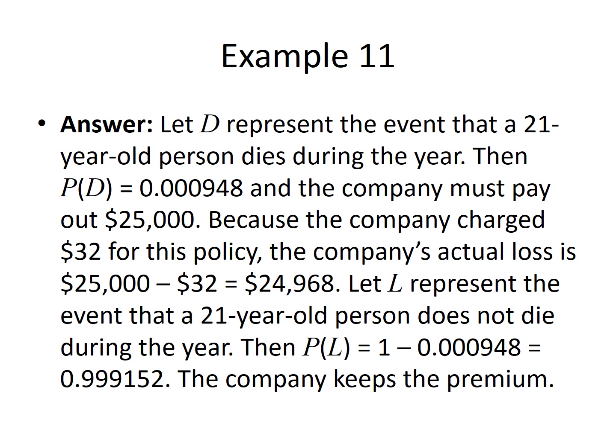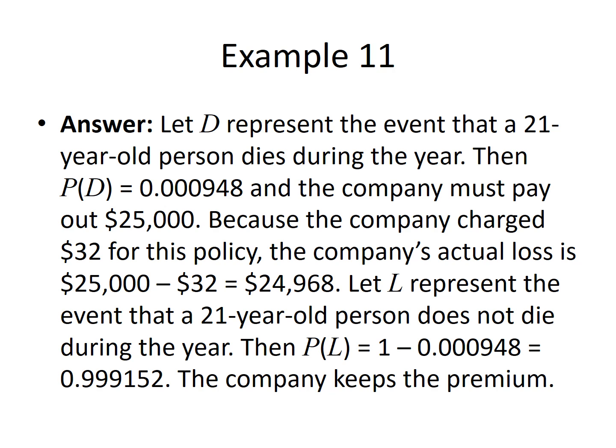Let's let D represent the event that a 21-year-old person dies during the year. Then the probability of this person dying would be 0.000948, and the company must pay out $25,000. Because the company charged $32 for this policy, the company's actual loss is merely $24,968. They keep the $32, in other words.